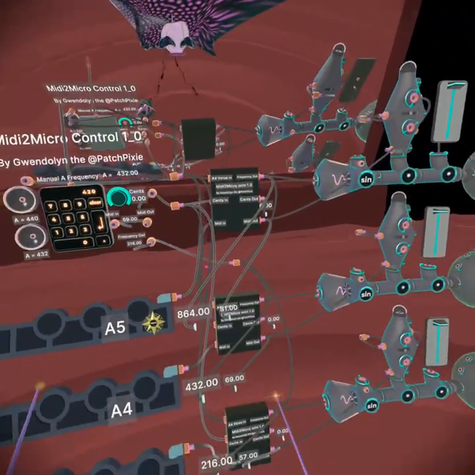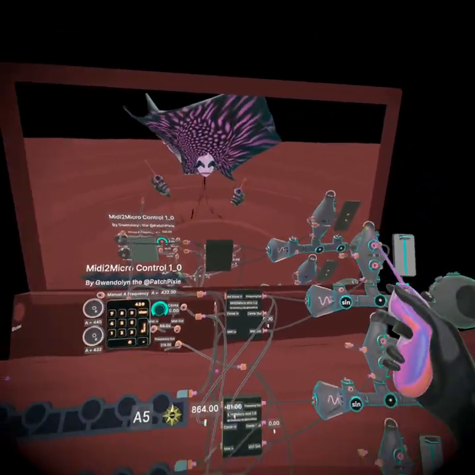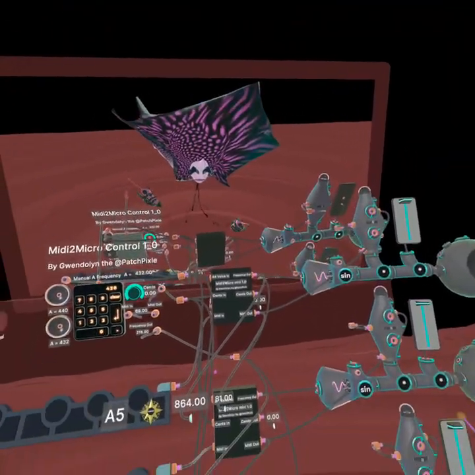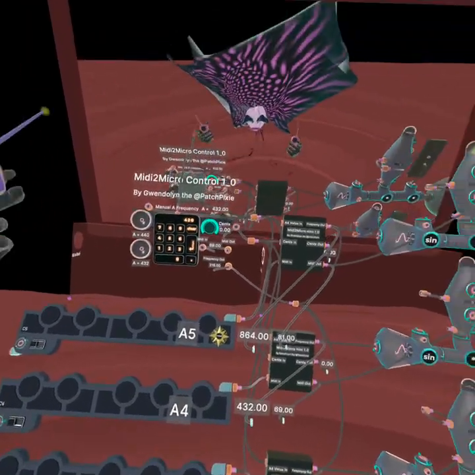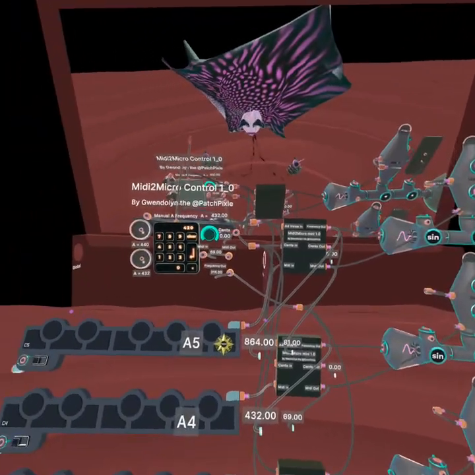My next goal is to implement this device into my handpan synthesizer, so you can convert your VR handpan to A432. Woo hoo! Okay, exciting stuff. All right.